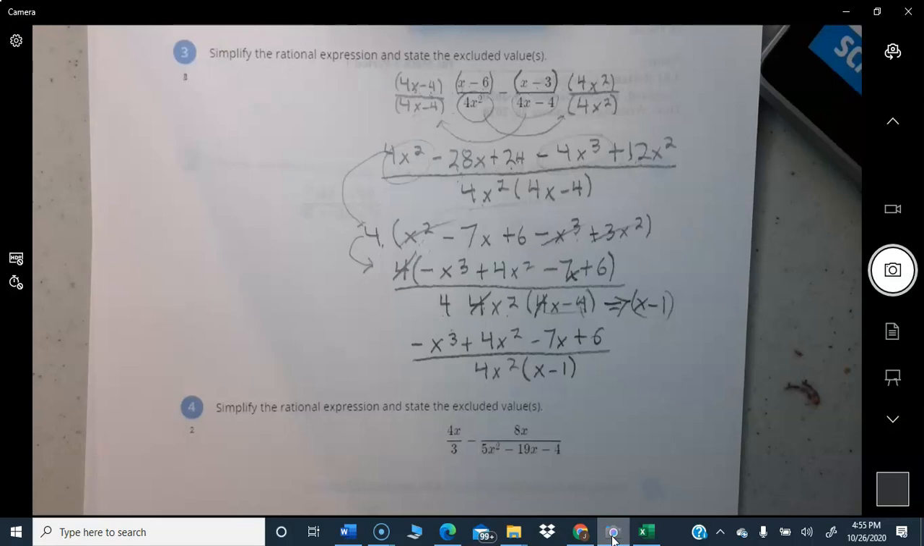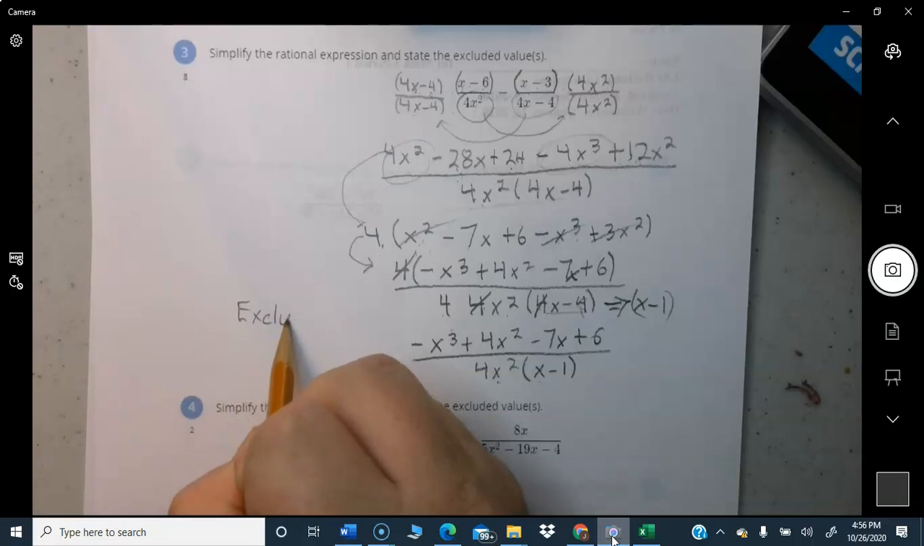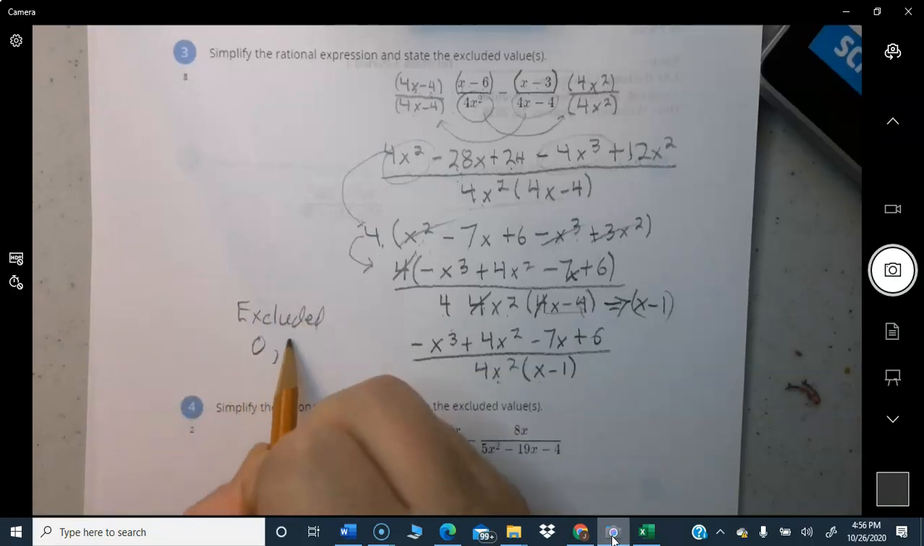Now, what are your excluded values? Well, it's going to be a 0 here. If you put a 0 in there, that'll turn the whole bottom to 0. Or if you put a 1 there, 1 minus 1, that'll bring it to 0. So excluded values are 0 and 1.